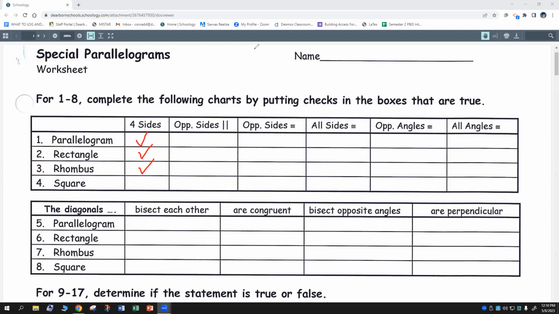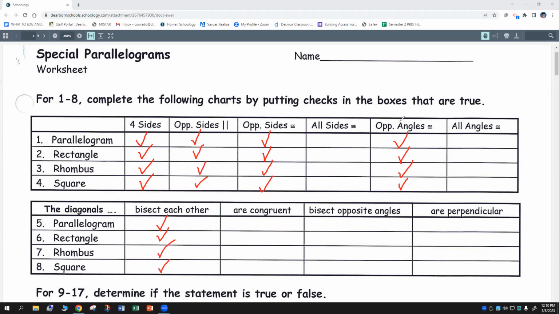We know parallelograms have opposite sides that are parallel, so it should be true for all of these. Okay, we know parallelograms have opposite sides that are congruent, so it should be true for all of them. We know parallelograms have opposite angles that are congruent, so that's true for all of them. We know parallelograms have diagonals that bisect each other, so that should be true for all of them.